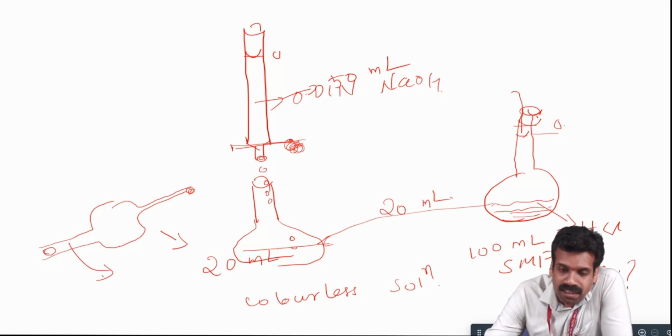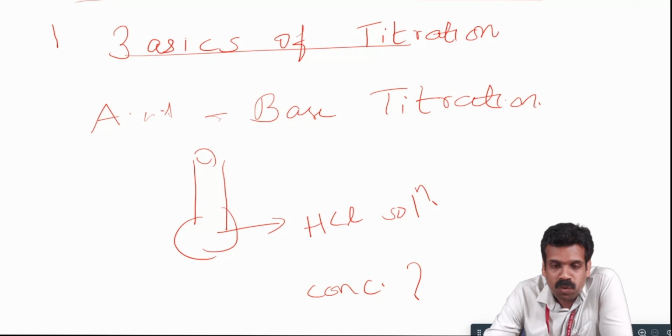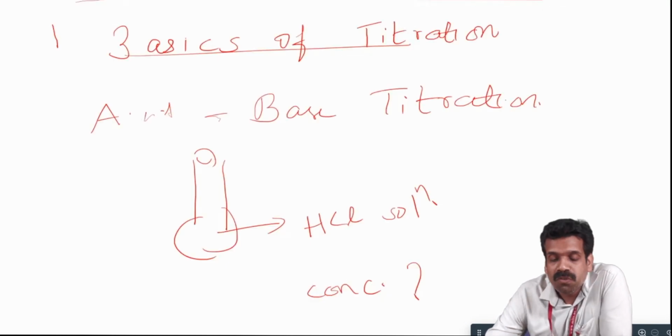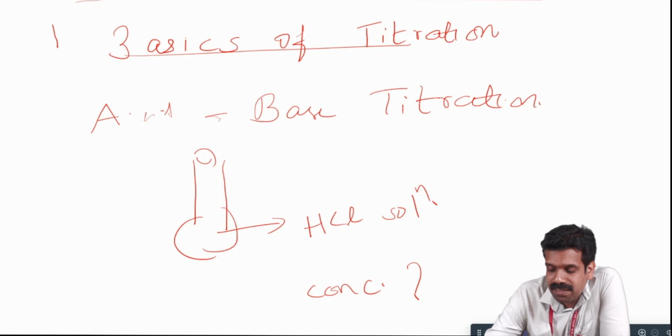So once again, I hope you are following what I'm saying. The idea here is we want to find out the concentration of the given acid solution. I'm going to call it the analyte, where I do not know the concentration of the acid solution. So how am I going to find out? I'm going to find out by performing a titration, and this titration is known as acid-base titration.